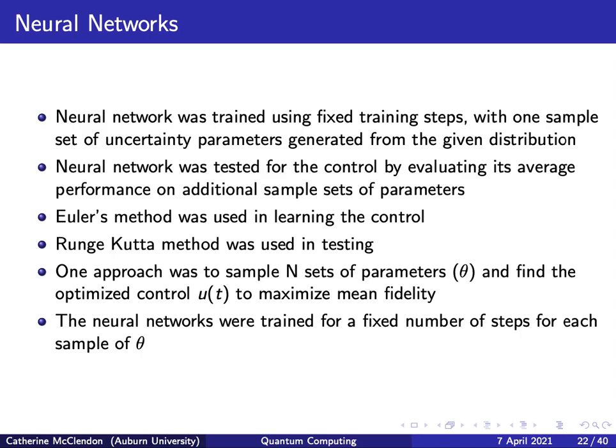Euler's method was used in learning the control, so the Runge-Kutta method was used in testing because it has a higher convergence rate. One approach was to sample n sets of parameters, theta, and find the optimized control u(t) to maximize mean fidelity. The neural networks here were trained for a fixed number of steps for each sample of theta.